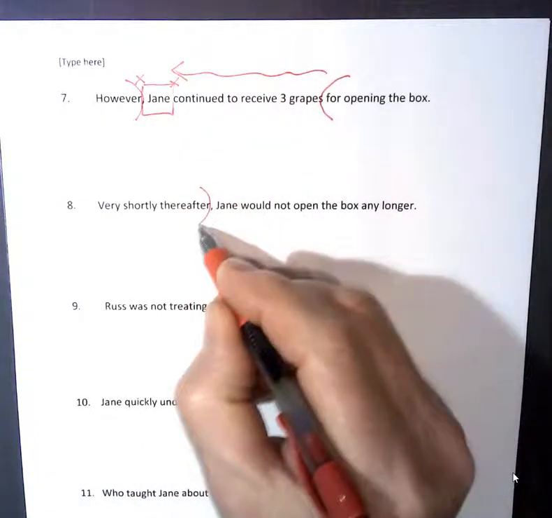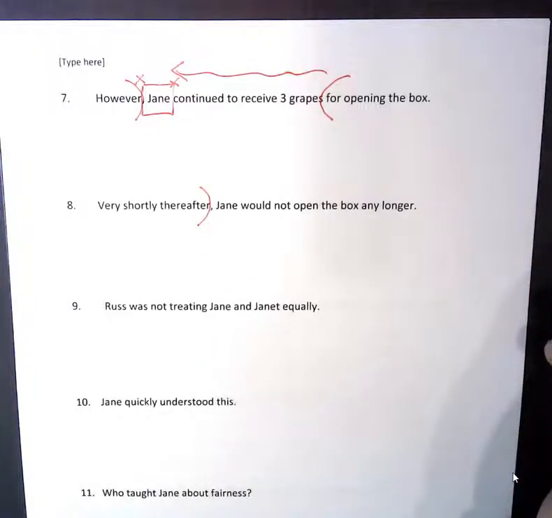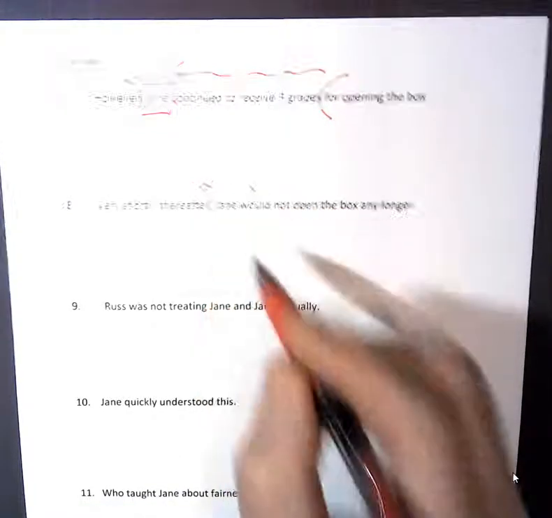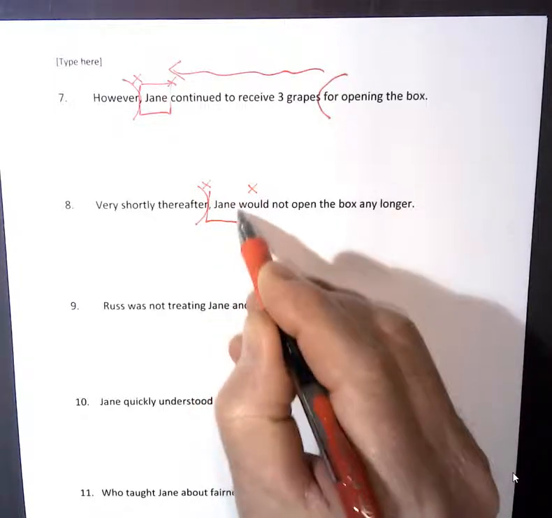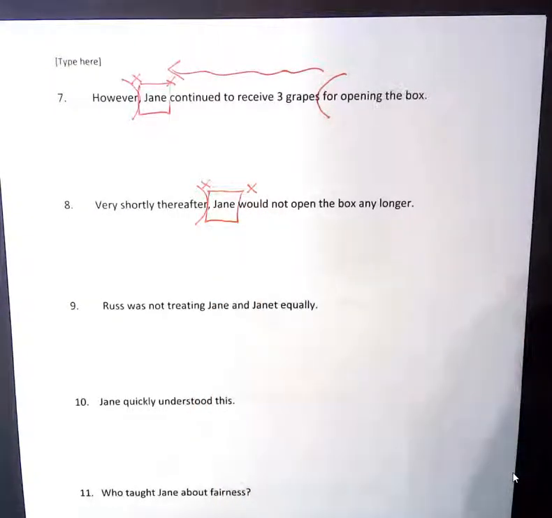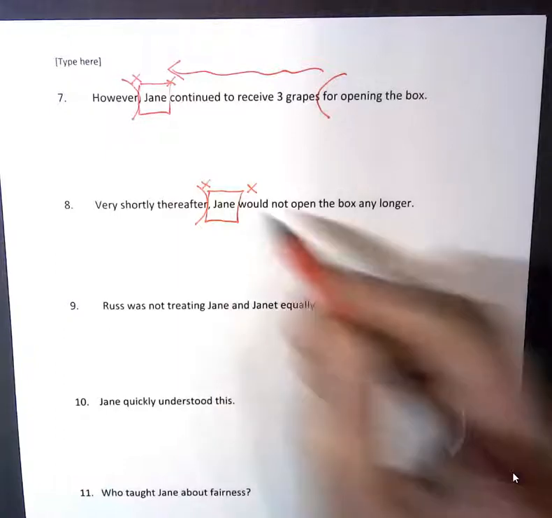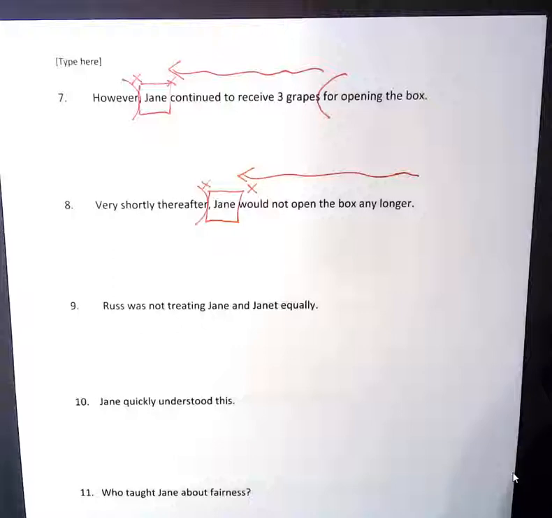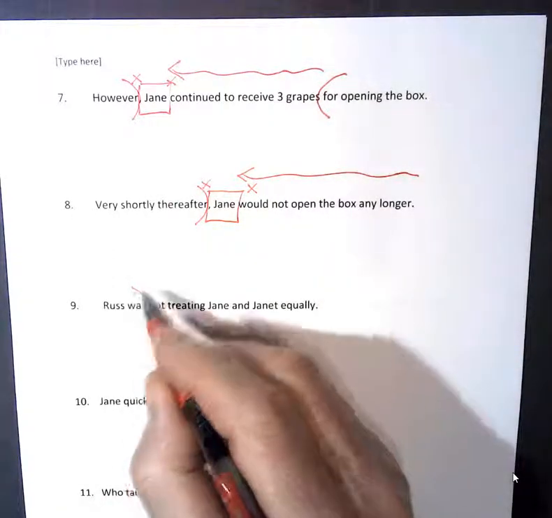Very shortly thereafter, Jane would not open the box any longer. In this sentence, there is no shifter at the end. You couldn't say any longer, thereafter. It wouldn't work. Would is the X word, and knowing the X words really makes our job easy because we don't have to try to figure this out. We just find the X word and right away we're on our way. And here's our predicate. Russ was not treating Jane and Janet equally. No shifters.